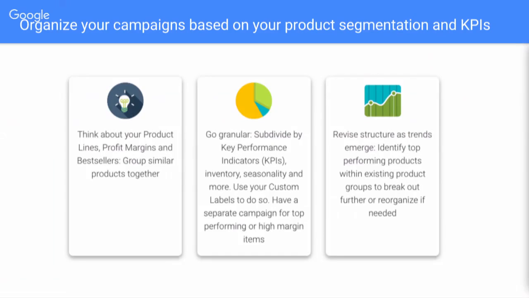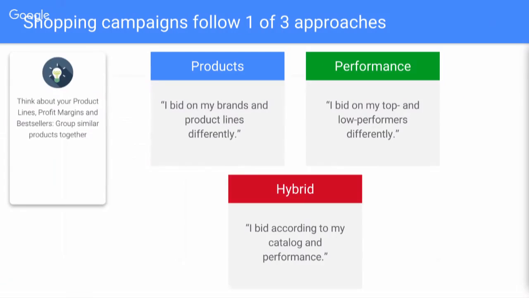Also, this is an ongoing process, so don't be afraid to revise your structure if necessary as trends emerge, to identify top performing products within existing product groups. And this is an ongoing process, so let's keep it going, constantly optimizing. So when we talk about creating your shopping campaign, there are three approaches that you can use.